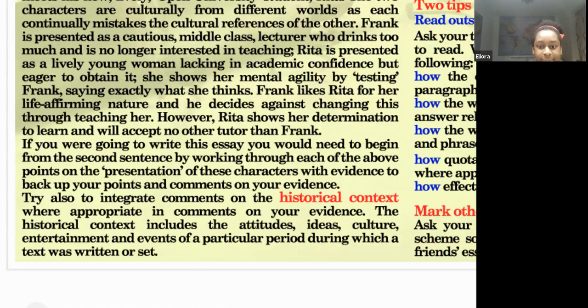If you're going to write this essay, you would need to begin from the second sentence by working through each of the above points of the presentation of these characters with evidence to back up your points and comments on your evidence. Try to integrate comments on the historical context where appropriate in the comments on your evidence. The historical context includes the attitudes, ideas, culture, entertainment, and events of a particular period in which the text is written or set.